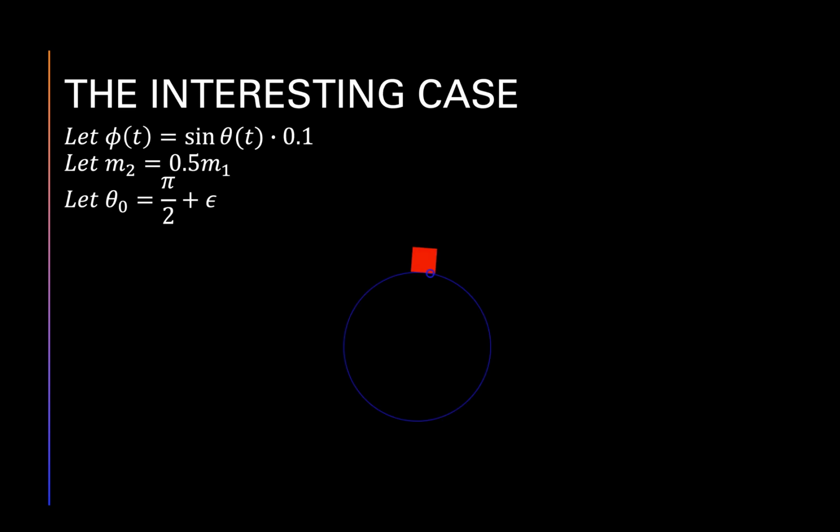So the interesting case: after trying to solve it numerically using Mathematica, this is what we get for the motion of the system when phi of t is equal to sine of theta times 0.1, which means that there is relatively small change in the angle at pi over 2, but it does allow the system to get over the apogee.